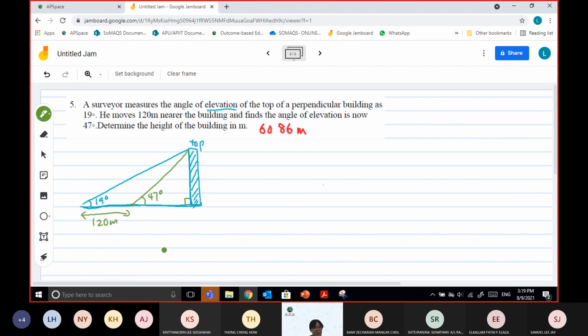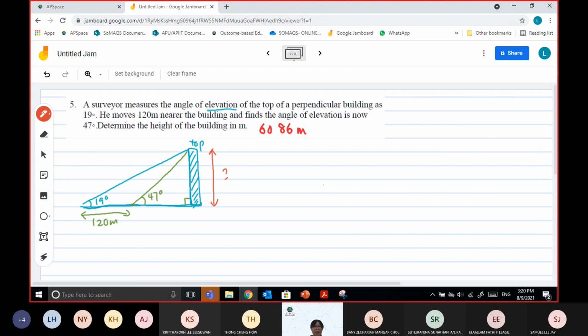So you need to understand this first. If you don't understand the angle of elevation, you don't understand the question, and the rest will be wrong. That's why I always suggest students draw the triangle. Now you need to find the height of the building, that means here. This is what you want to find. So what rule can we use to solve this question?